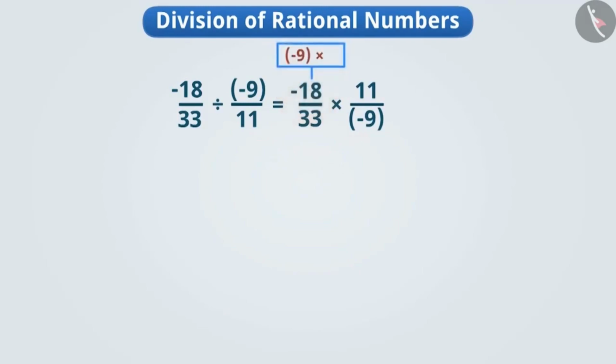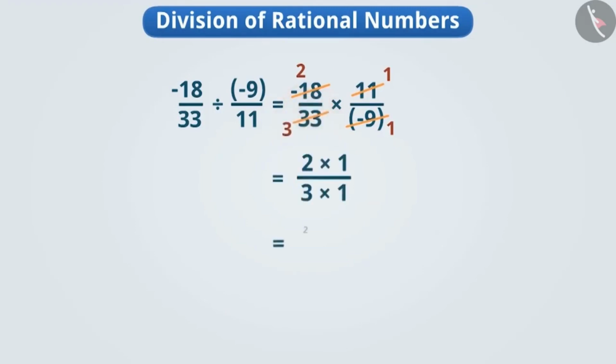Here, minus 18 is 2 times of minus 9. So we will cancel minus 9 and write 1, and instead of minus 18, we will write 2. Similarly, 33 is 3 times the digit 11. So we cancel 11 and write 1, and cancel 33 and write 3. From this, we get the result 2 by 3, which is a positive number. Therefore, we can say that the result of the division of two negative numbers is positive.